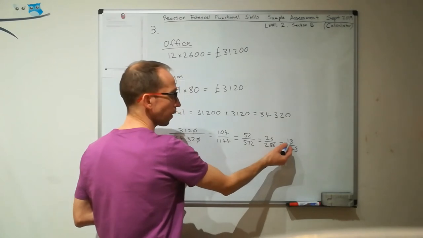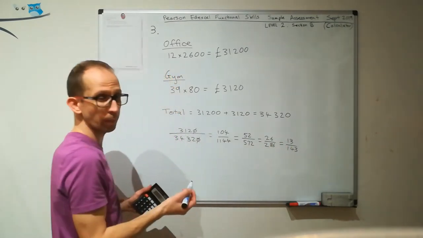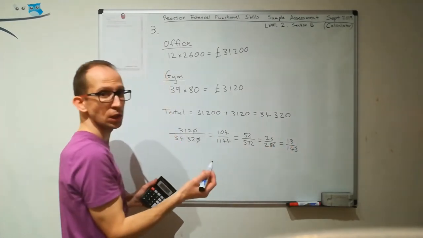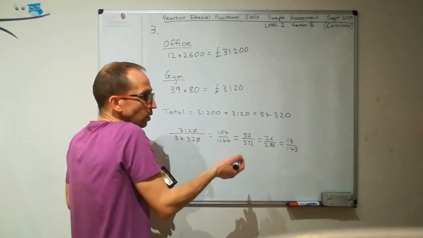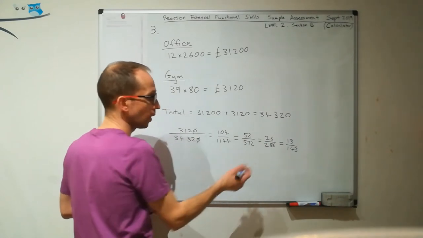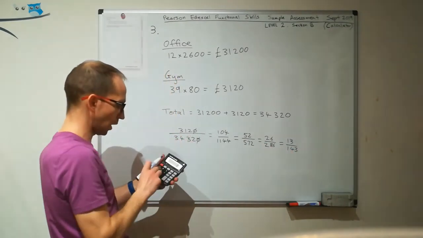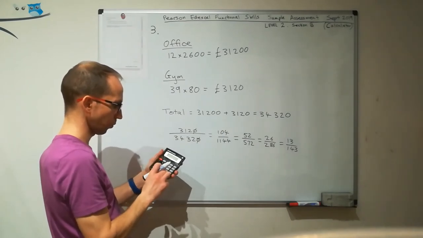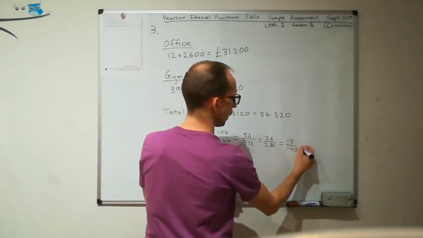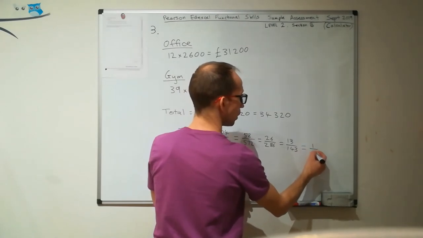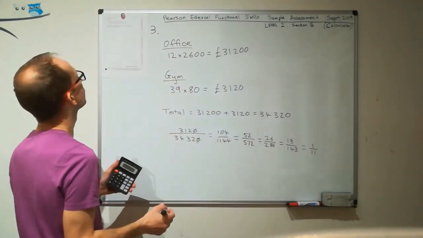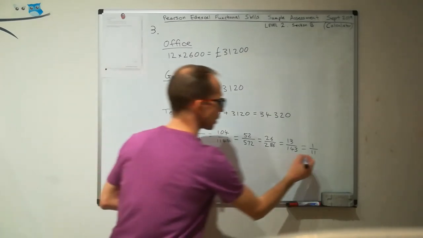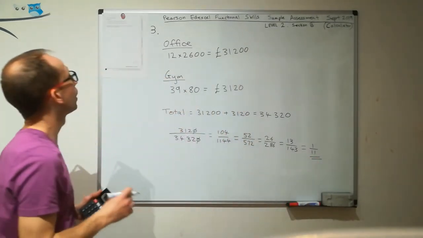Well, I know that 13 is a prime number. So the only factors of 13 are 1 and 13 itself. 1 isn't going to help us simplify this any further, so I'm going to see, does 13 go into 143? And it does. In fact, it goes in 11 times. So that is the fraction that they asked for in its simplest form. And that will get you 4 marks.